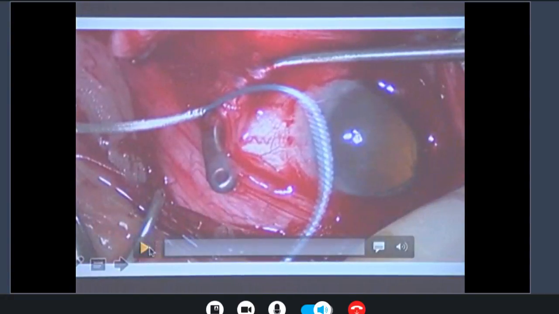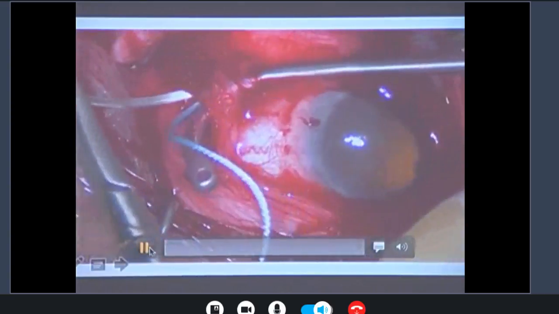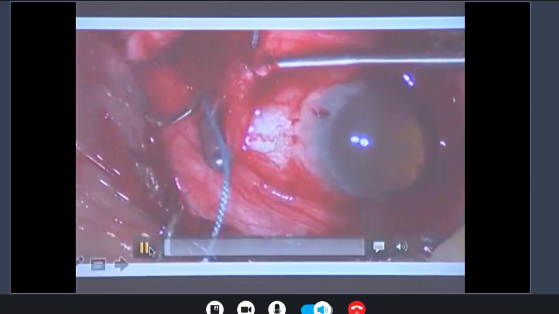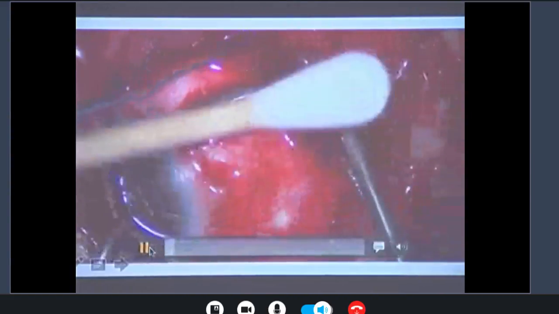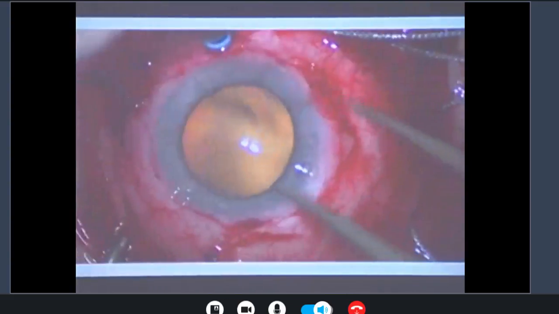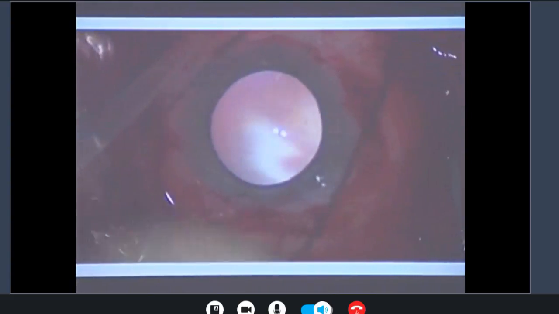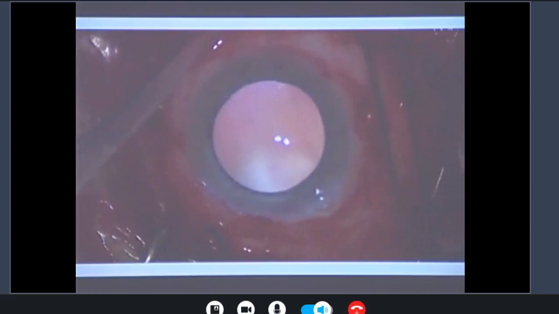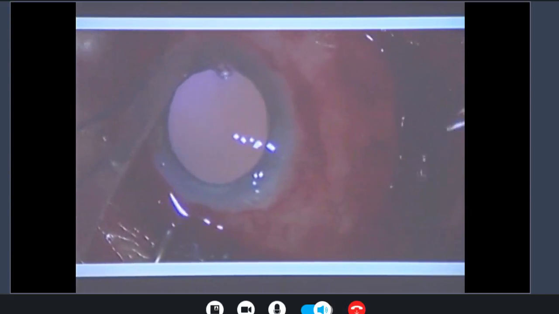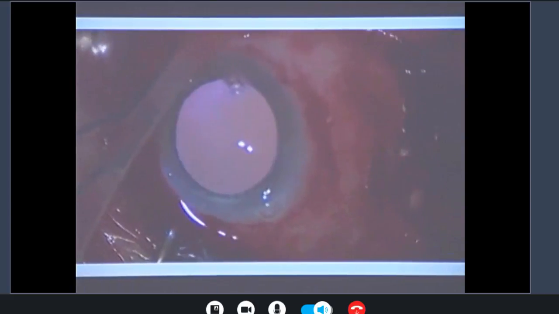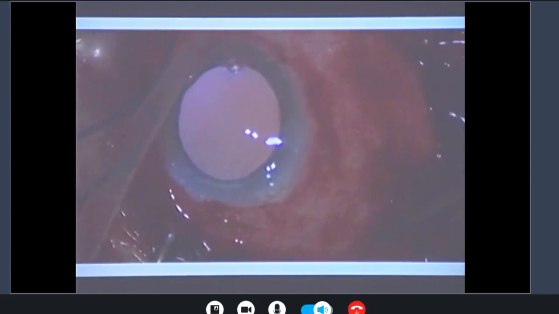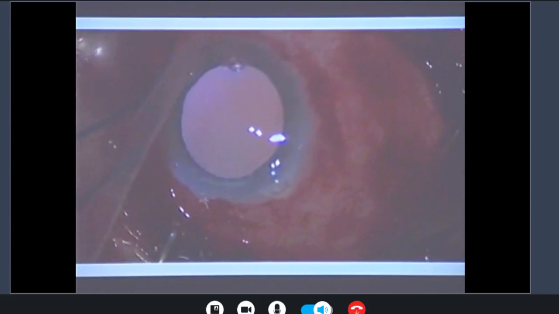So you see, you isolate the four recti muscles like you would do in a normal buckle procedure. The extra step is finding the oblique, which is this one here. Usually it is in the fat, in the inferotemporal, in the inferonasal quadrant. You just isolate it so you can pass your band under the inferior oblique. And also you have to make sure, as I told you, not to engage the exit of the vortex vein.